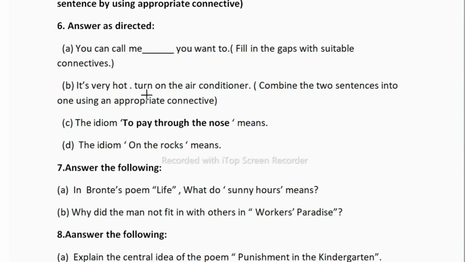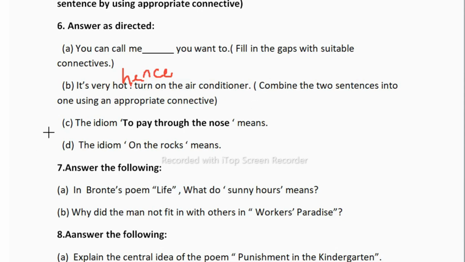It is very hot. Turn on the air conditioner. Here combine the two sentences into one using an appropriate connective. Now here which connective we can use? It is very hot, hence turn on the air conditioner. So why are we using hence here? Because we are showing the reason here. It is very hot, turn on the air conditioner. The reason is hence. So it's very hot, so the result will be turn on the air conditioner.